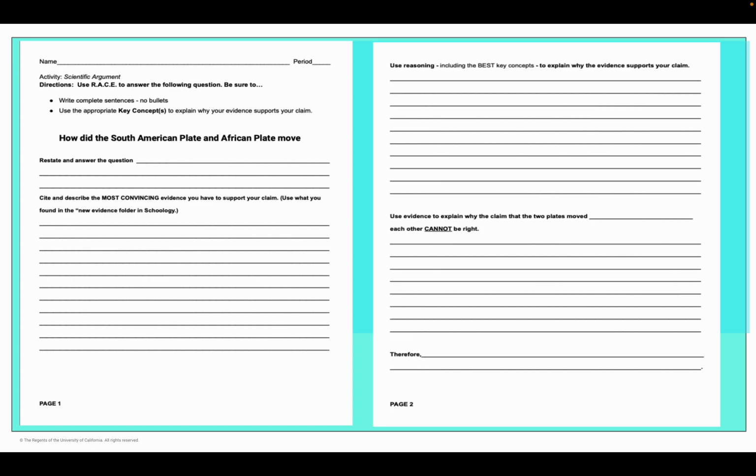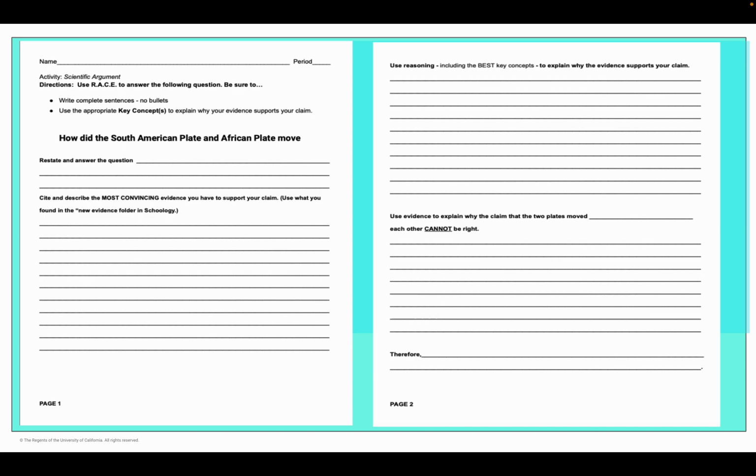If you flip it over on the back side, this is where you're going to use reasoning, including the best key concept or concepts to explain why the evidence supports your claim. So once you decide which plate boundary it is, I want you to use the key concept that describes that plate boundary. And then think about the landform that would be found at that plate boundary. So connect the dots for me, okay?